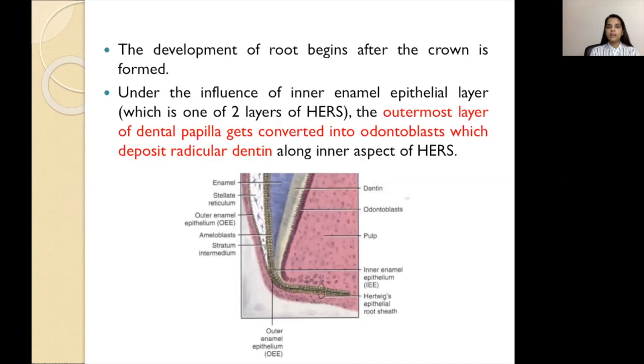Now the process: the development of root begins after the crown is formed. So under the influence of the inner enamel epithelial layer, the outermost layer of dental papilla gets converted into odontoblasts, which deposit the radicular dentine along the inner aspect of Hertwig's epithelial root sheath. So in the picture also, we can see inner enamel epithelium and Hertwig's epithelial root sheath. Then the outer enamel epithelium can also be seen.